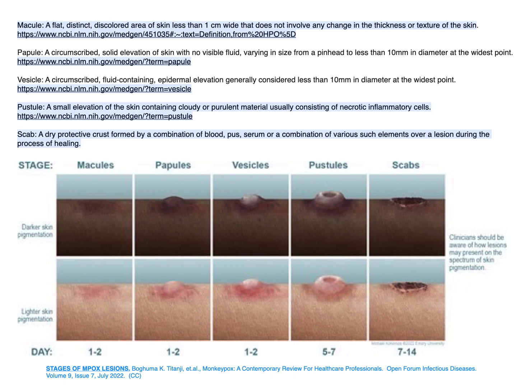Pustule, a small elevation of the skin containing cloudy or purulent material, usually consisting of necrotic inflammatory cells. Scab, a dry protective crust formed by a combination of blood, pus, serum, or a combination of various such elements over a lesion during the process of healing. Note the stages and the amount of days involved in these M-pox lesion illustrations.